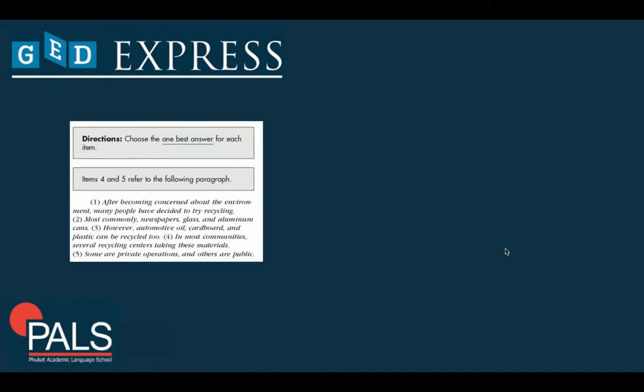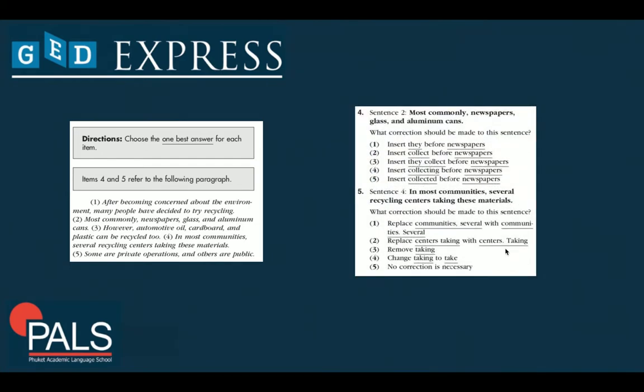Okay, here's another one. After becoming concerned about the environment, many people have decided to try recycling. Most commonly, newspapers, glass, and aluminum cans. However, automotive oil, cardboard, and plastic can be recycled too. In most communities, several recycling centers take these materials. Some are private operations and others are public. Sentence 2. Most commonly, newspapers, glass, and aluminum cans. What correction should be made to this sentence? The correct answer is number 3. Choice 3 gives the sentence a subject and a verb, and the other choices do not correct the fragment.